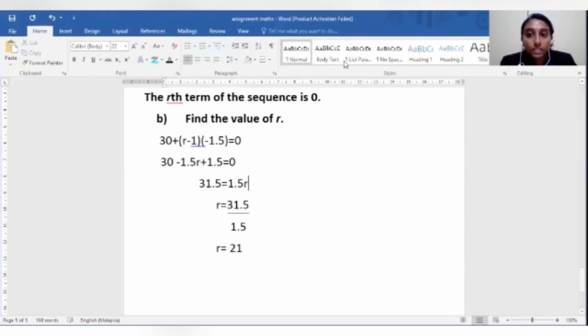So I hope these are easy equations to understand about arithmetic sequences. So thank you.